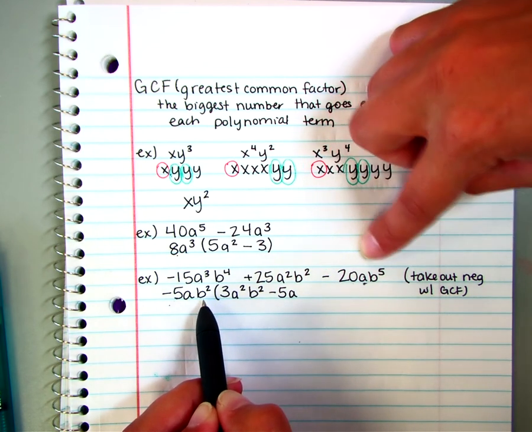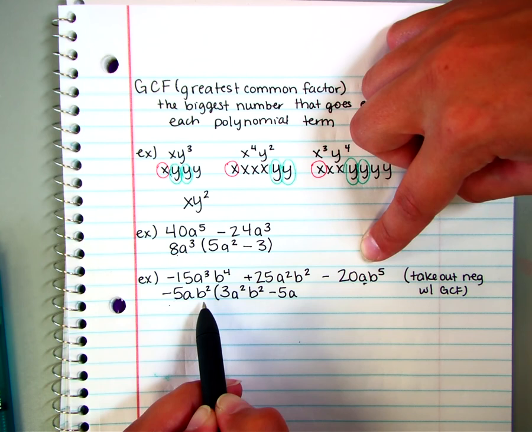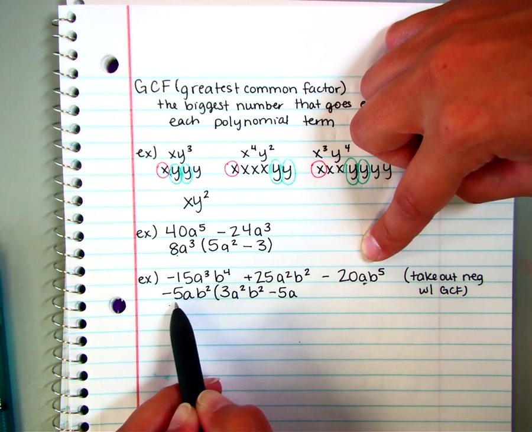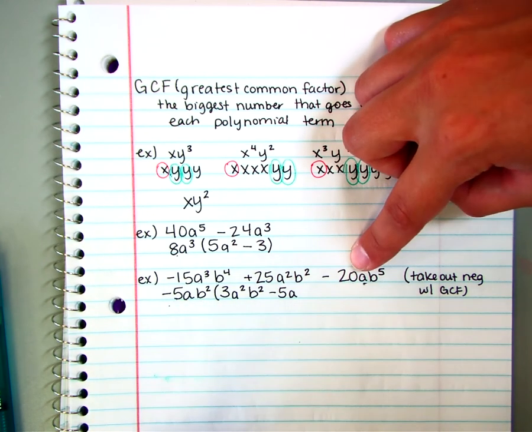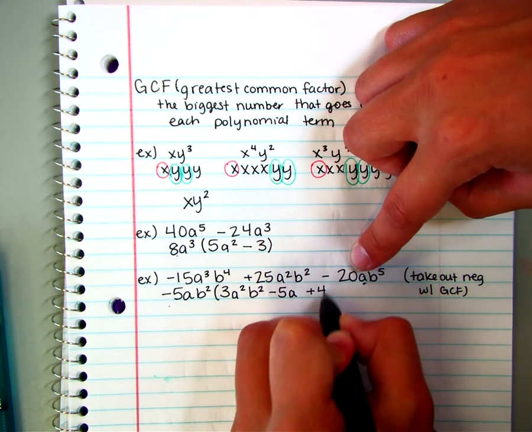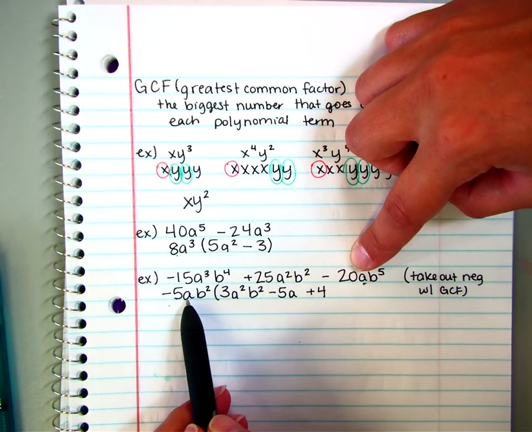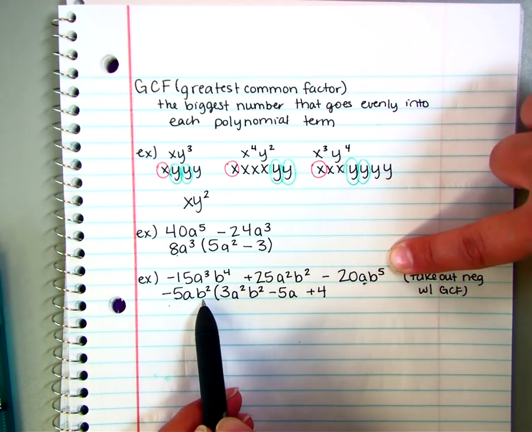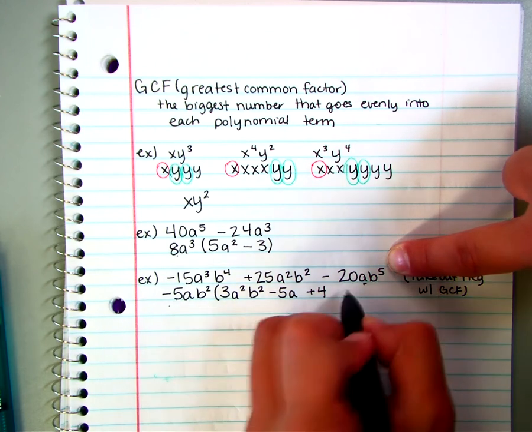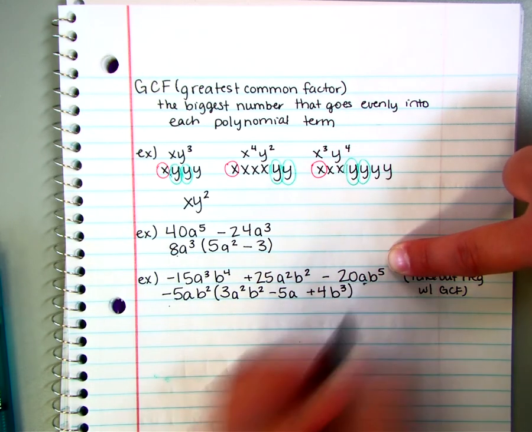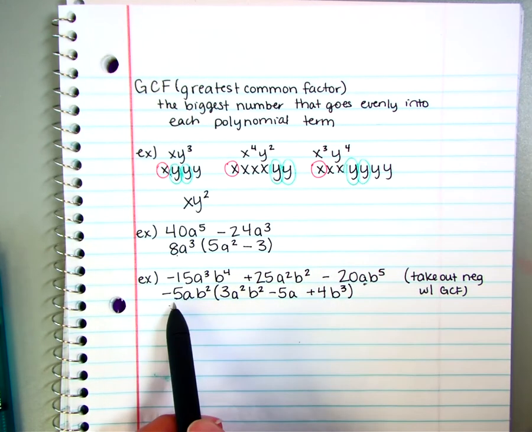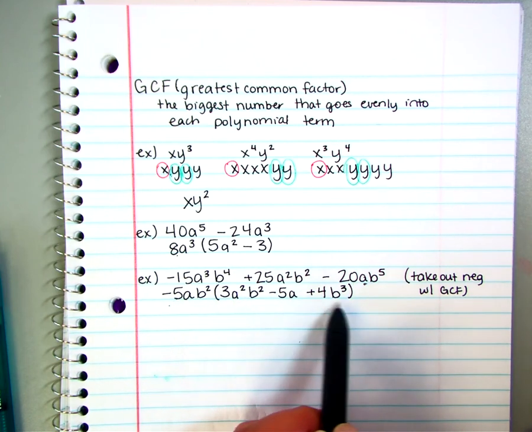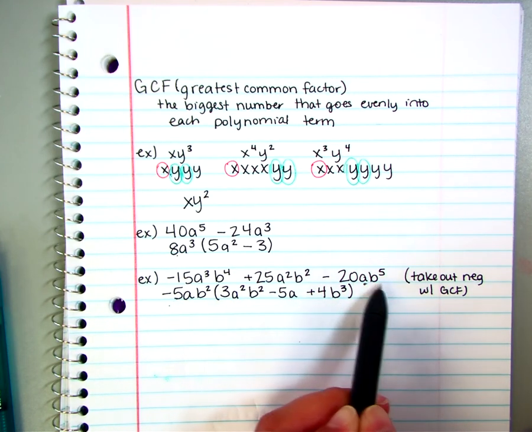So then we'll look at this final term, so negative 20AB to the 5th. So negative 5 times what gives me negative 20? Positive 4. I took out 1A. I need 1A. We're good on A's. I took out 2 B's, but I need 5, so I need 3 more. So again, my GCF is negative 5AB squared, and this is the rest of my factors to make sure we have an equivalent expression.